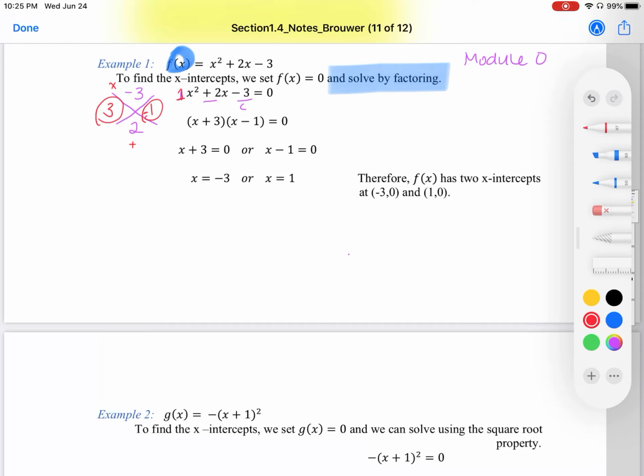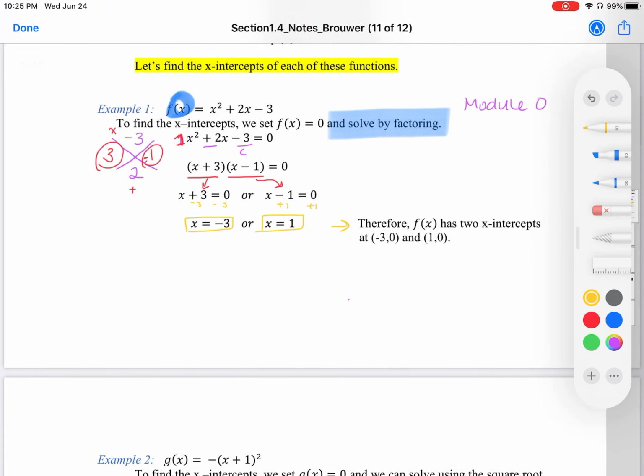Because our leading coefficient again is 1, you can just rewrite it. So I have x plus 3 and x minus 1. We have factored. To find the zeros, I can set each one of our factors equal to 0. So that we have x plus 3 equal to 0 and x minus 1 equal to 0. To get x by itself, we move the numbers, so subtracting 3, I'm left with x equals -3. We move the number 1, plus 1, I'm left with x equals 1. So those are my x-intercepts. Therefore, f(x) has two x-intercepts at (-3, 0) and (1, 0).